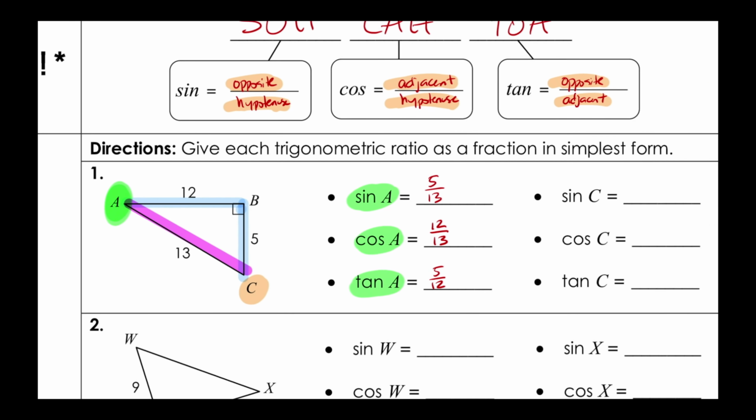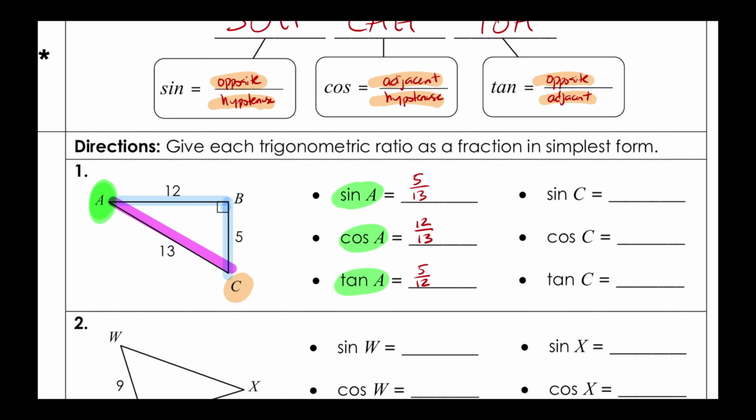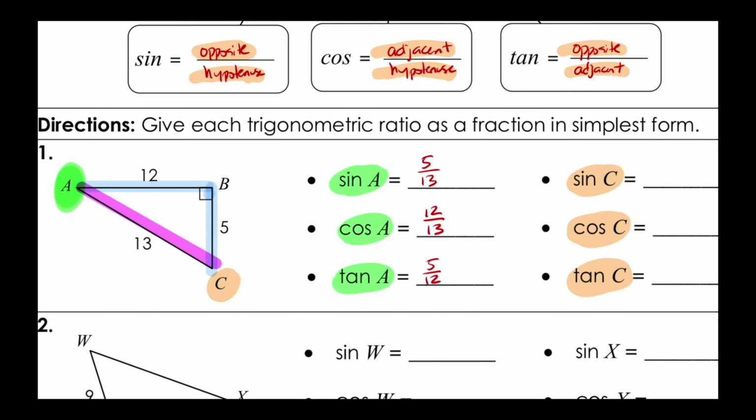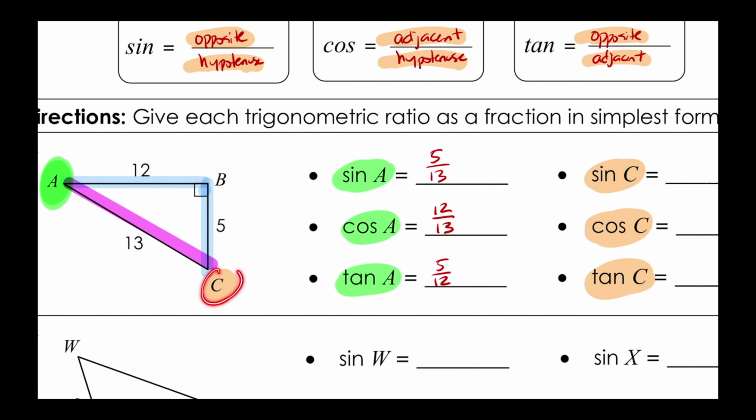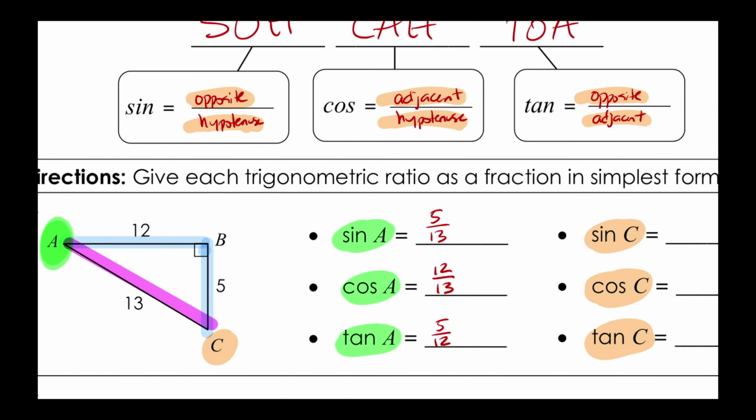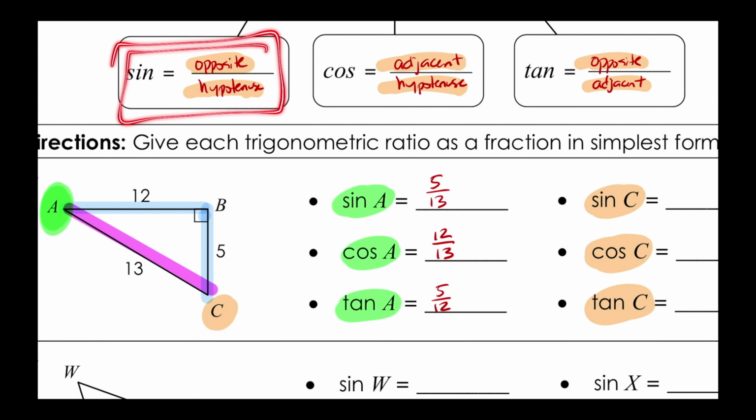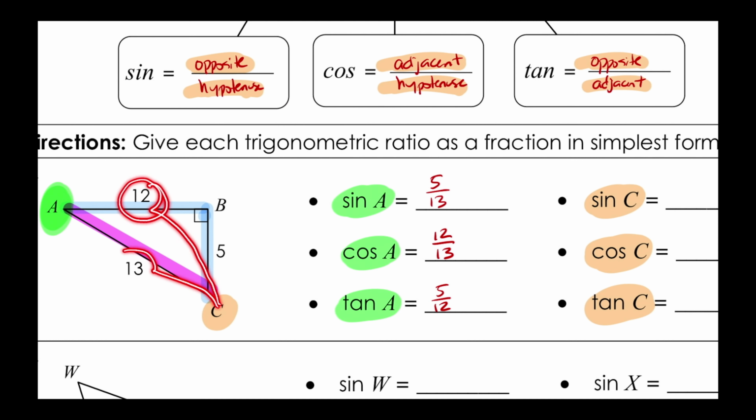Okay, and so those of you asking, what about C? What if I want to find all of that stuff, but for C? So the sine of C, cosine of C, tangent of C. Okay, so now we're here at C, and I want to find the sine. So how do I do that? Well, the sine is opposite over hypotenuse, right? So the opposite side is 12. The hypotenuse is 13. So this is 12 over 13.